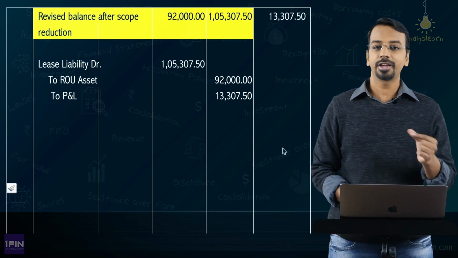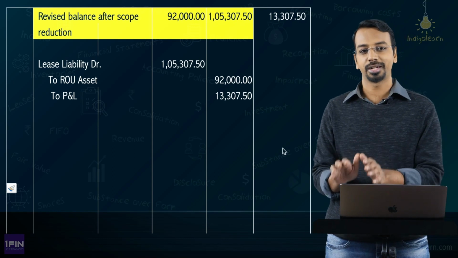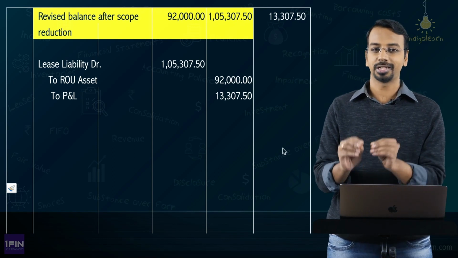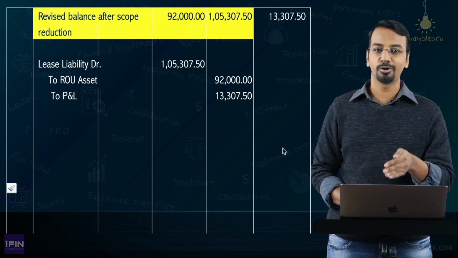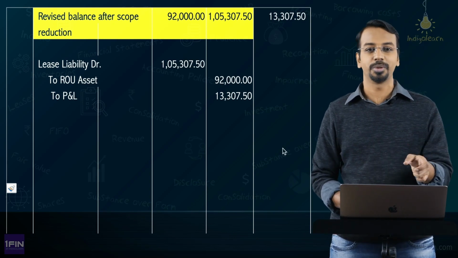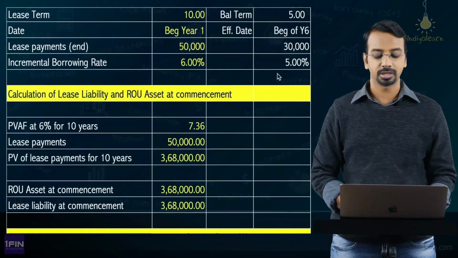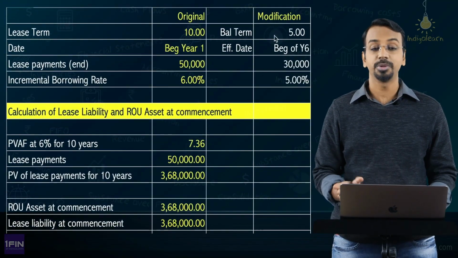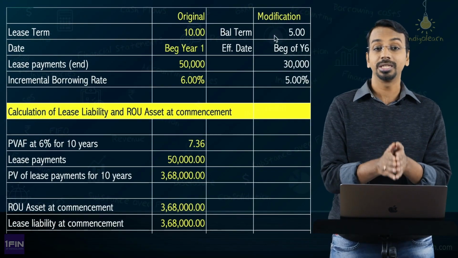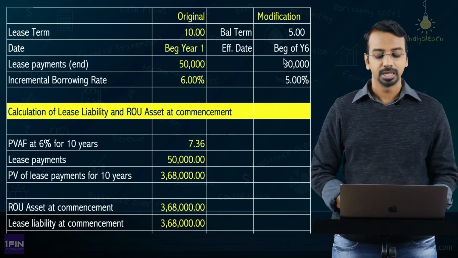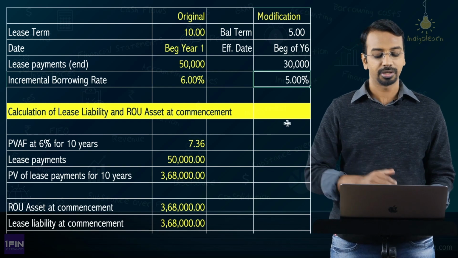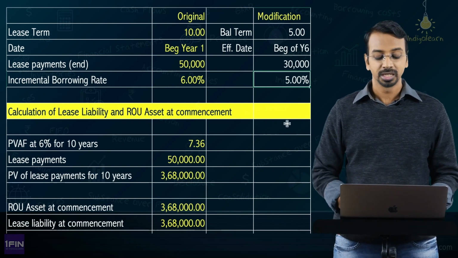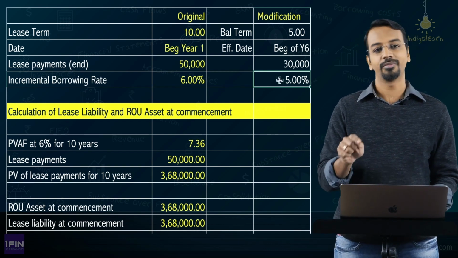Now for the modification of lease, see, reduction in scope we have already accounted for it and we have taken the gain to the P&L. Now for the balance modification, see, there is a reduction in scope and also there is a modification in lease payment, right. Now if you see the summary, it is for a balance period of 5 years. Why? Because we have changed it at the beginning of year 6. So balance period of 5 years, 30,000 is the lease payment. Now the incremental borrowing rate is 5%. The other rate is not available. So you will use 5% and arrive at the value of lease liability.